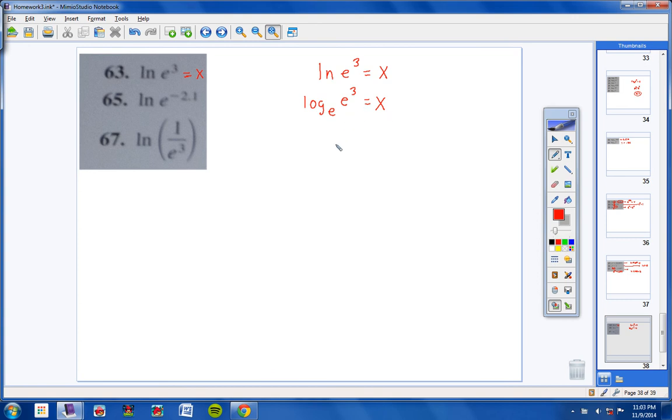And now write this exponentially. So here we go. This e right here goes down here. This x goes right here. And your argument goes over here. Look at that. You have like bases. So there's your answer. Piece of cake. Okay? Alright, moving on.